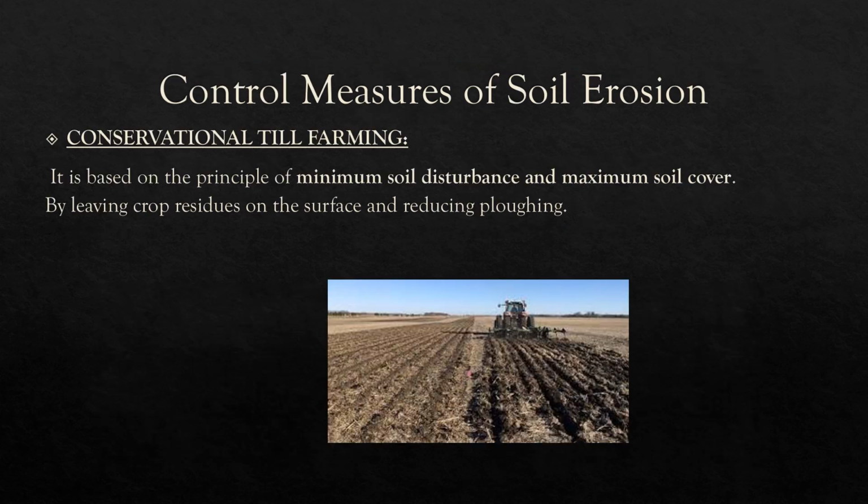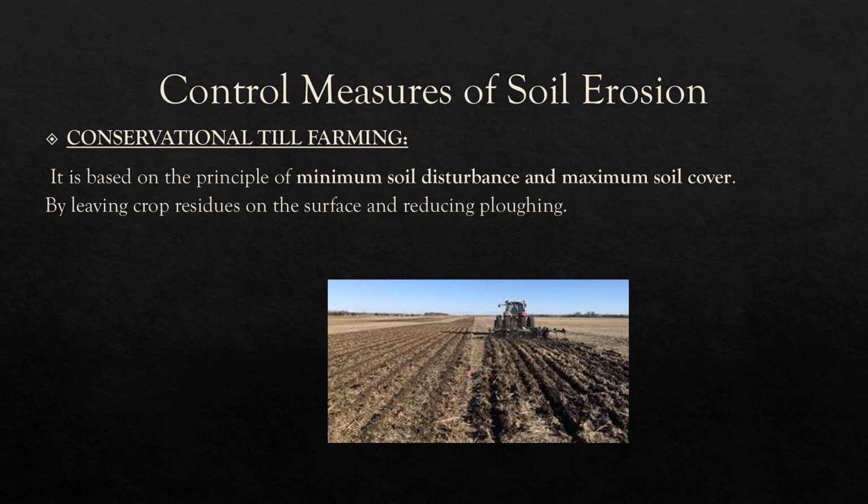Next one, control measures of soil erosion. In order to control soil erosion and conserve the soil, the following conservation practices are applied. The first one is conventional tillage farming or no-till farming. This is one of the traditional methods.